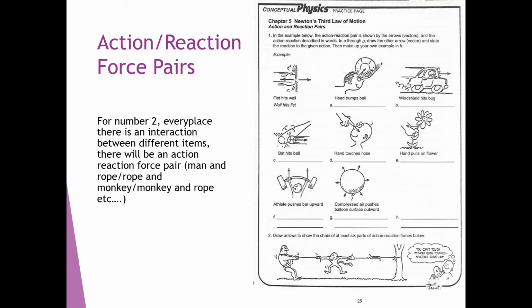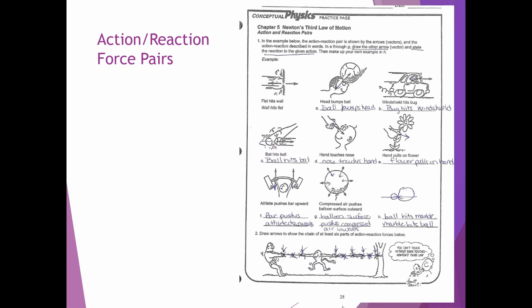So looking at the answers, A, we talked about ball bumps head. B, bug hits windshield. C, ball hits bat. D, nose touches hand. E, flower pulls on hand. F, bar pushes athlete downwards. G, balloon surface pushes compressed air inwards.